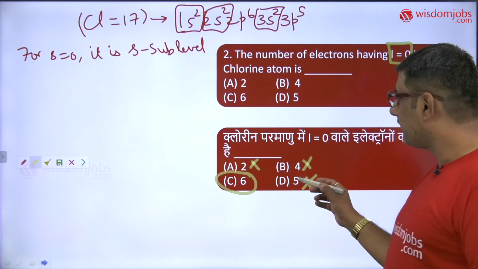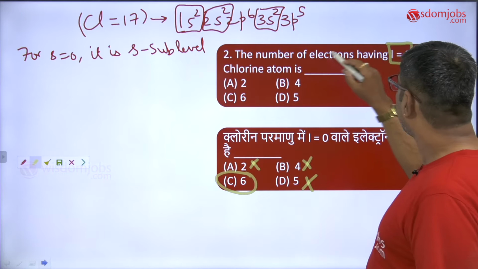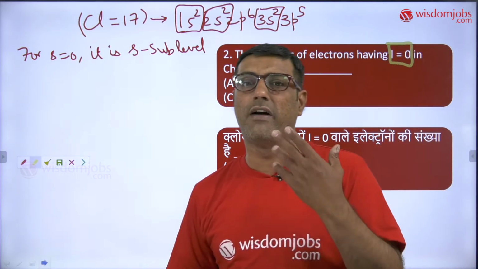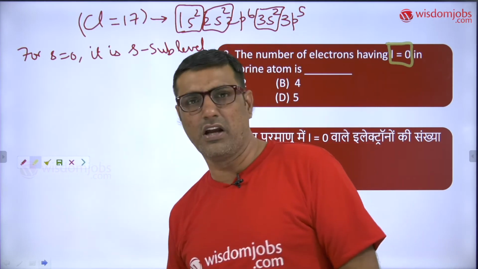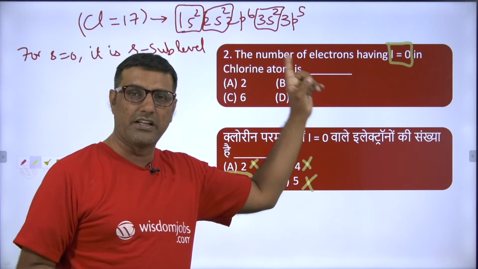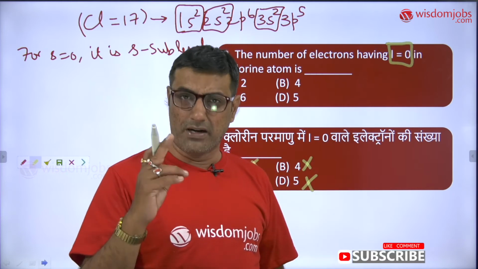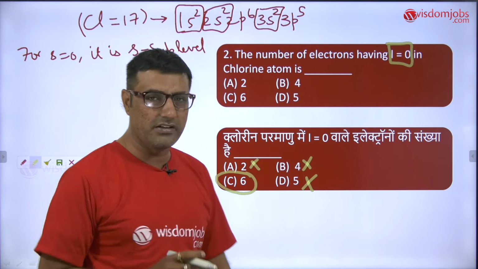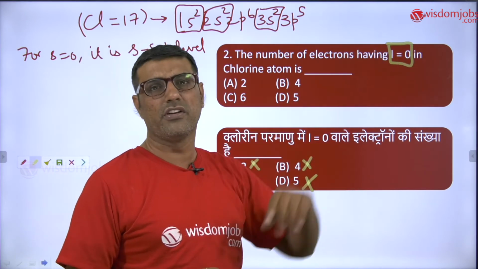Here you may get confused. If I had asked you for valence electrons instead of L equal to 0, then yes, 5 are the valence electrons. So don't get confused. Read the question clearly and answer these types of questions with clarity, because there is every chance that the examiner might confuse you. Listen carefully and identify the keyword, the key point. L equal to 0 is the key point here.